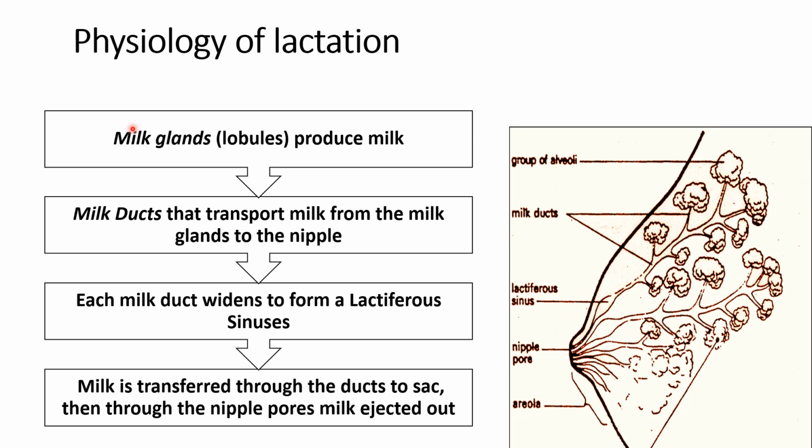In the physiology of lactation, milk glands, also called lobules, in the alveoli produce the milk, and the milk ducts transport the milk from the milk gland to the nipple. Each milk duct widens to form a sac. Here in this image you can see the alveoli and the milk duct, and when this milk duct is dilated it forms the lactiferous sinus. During lactation these milk glands produce milk, which is transferred through the duct to the sac. Then through the nipple pore the milk is ejected out.